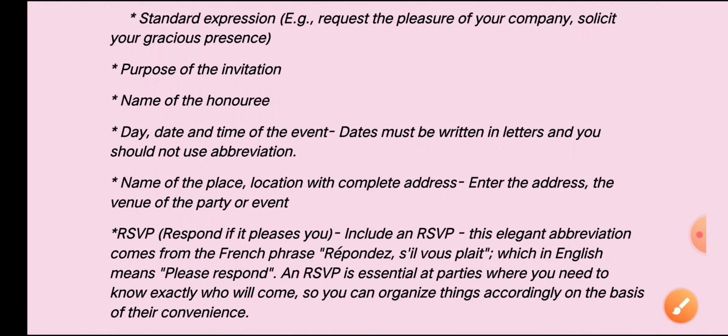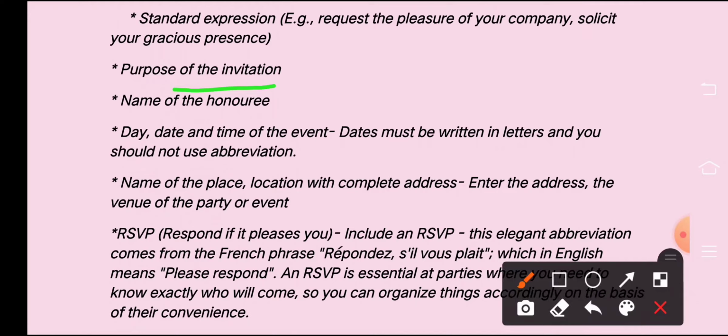The next thing is the purpose of invitation. That means it should be highlighted what the occasion is: marriage, birthday, wedding anniversary, or what is that? So the purpose of invitation should be there. Then the name of the honoree. What is this? Suppose we are talking about the wedding card of someone. There you have to write down the name of the bride and the name of the bridegroom. That is the name of the honoree. If we are talking about the birthday of someone, the person whose birthday is being celebrated, his or her name should be written here at the place of name of honoree.